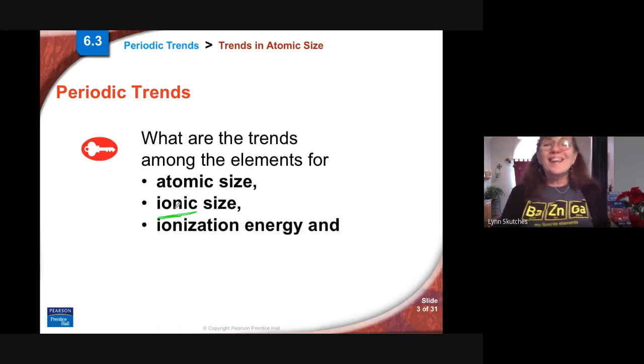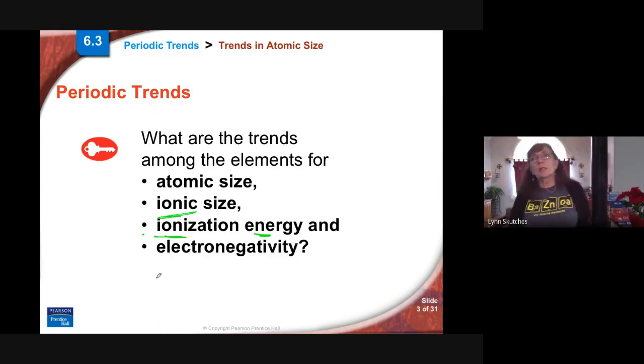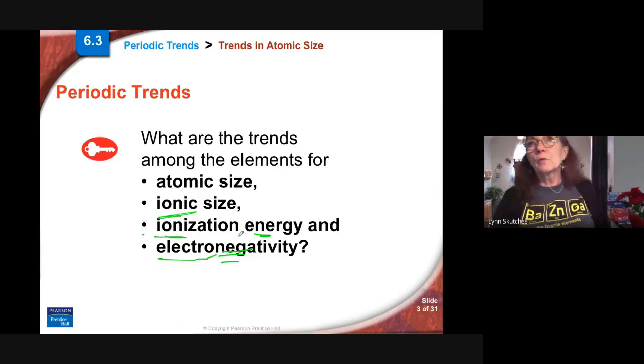Third one is ionization energy. So that's something to do with energy needed to ionize something. And then finally, electronegativity. And again, these are all weird words you, I'm sure, haven't heard before, but you know that electrons are negative. So this probably has something to do with electrons. Okay, so quick deduction from looking at the word source.